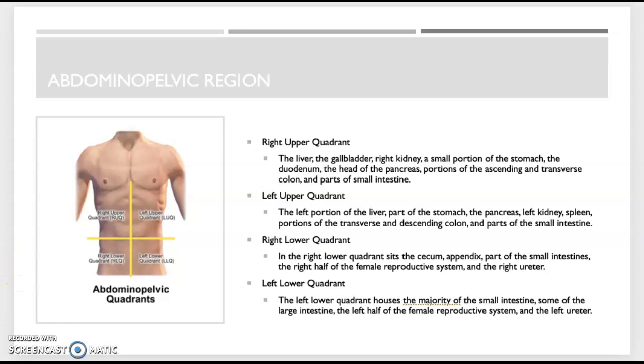Now we have the abdominal pelvic region, which can be separated into four quadrants, which will be right, left, upper, and lower quadrants. And the right upper would have, like, let's say the kidney and a part of the stomach. And the lower right would have the appendix and small intestines and part of the reproductive system. And the left side would have the liver, pancreas, and the left lower would have the small intestine and also the rest of the reproductive system.